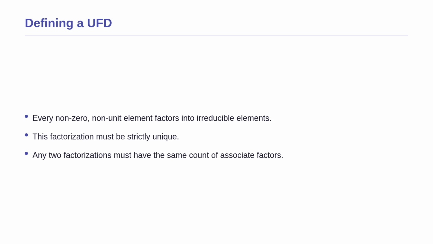With our building blocks defined, we can finally state what makes a domain special. A unique factorization domain, often abbreviated as a UFD, is an integral domain where every non-zero, non-unit element can be factored into a product of irreducible elements. But it does not stop there. Furthermore, this factorization must be strictly unique. This means if you find two different ways to factor the element, they must actually have the exact same number of irreducible factors, and those factors must just be associates of each other in some order. This guarantees absolute predictability in our algebraic system.